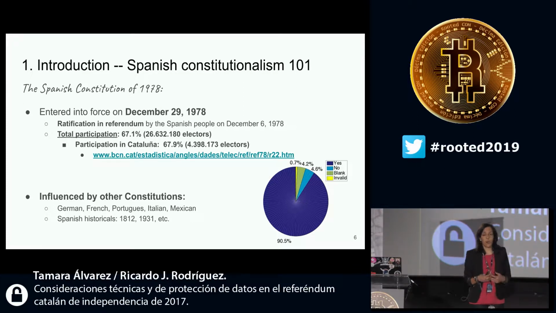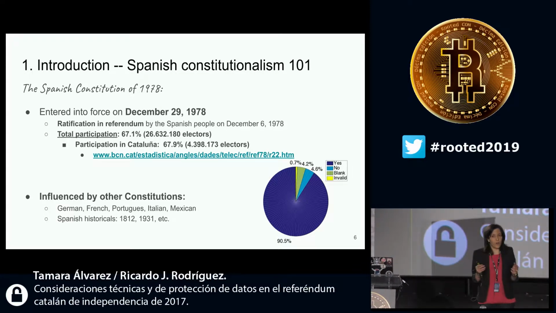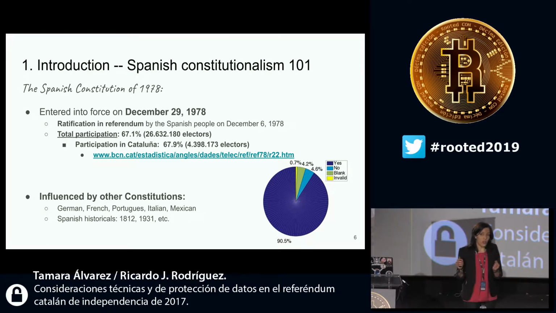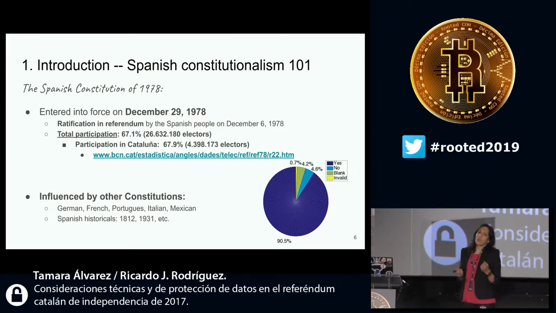Around 68% of Catalonian people went to vote in that referendum on December 6th, showing our support of around 90.5% in favour of the Constitution, with a participation of about 61%. And we should take into account that our constitutional text has been influenced by other constitutions from abroad.